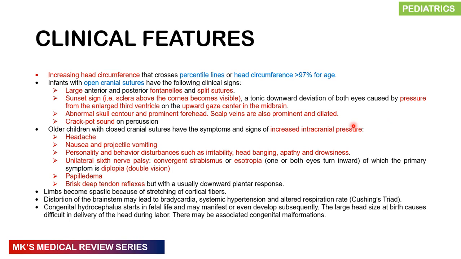And then this is, of course, the primary symptom, which is going to be diplopia. They will have double vision. They may have papilloedema, they may have brisk deep tendon reflexes, but usually with a downward plantar response. The limbs may become spastic because of stretching of the cortical fibers. There may be distortion of the brainstem that may lead to symptoms like bradycardia, systemic hypertension, and an altered respiratory rate, the so-called Cushing's triad.